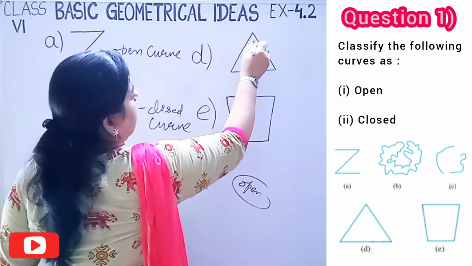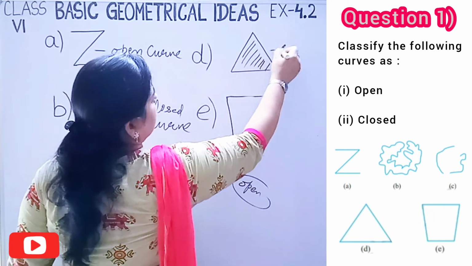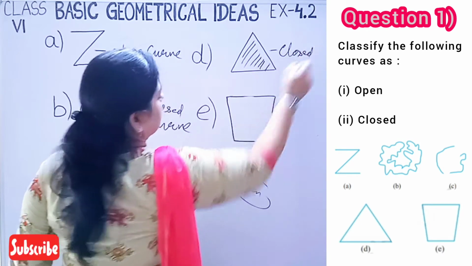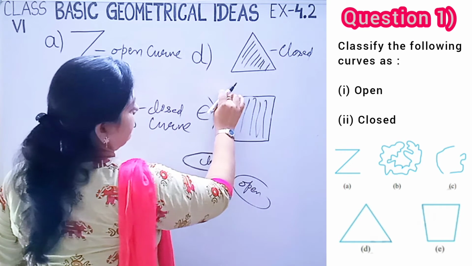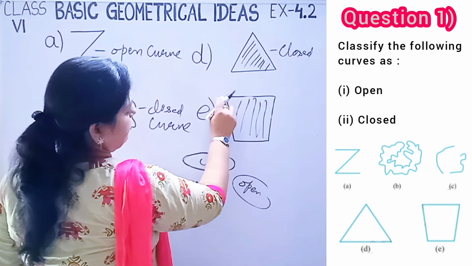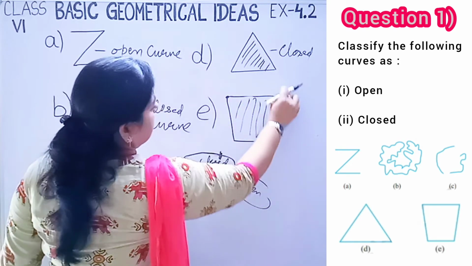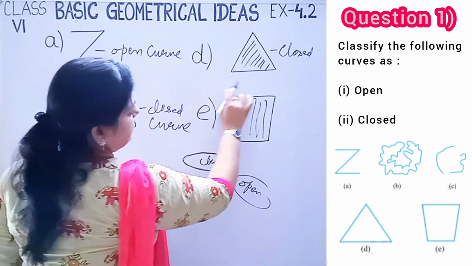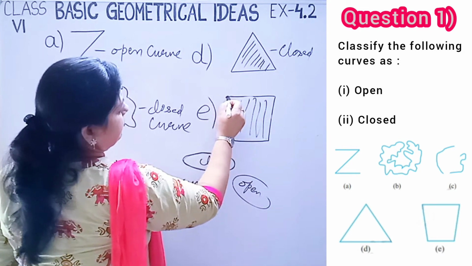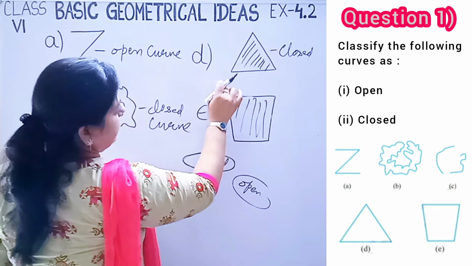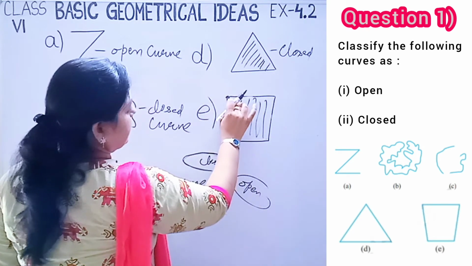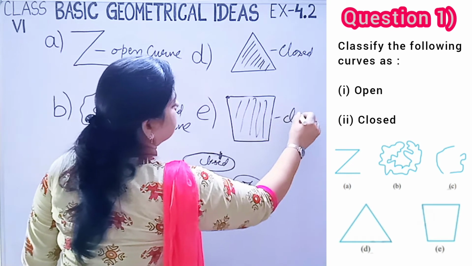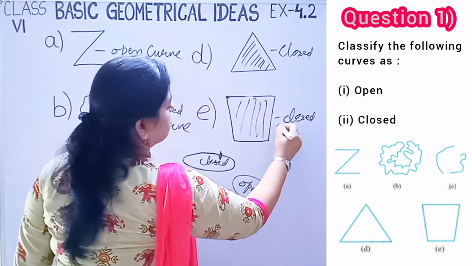This one, closed. Also this one, if I start to draw this figure from here and cover here, this is the boundary and this is the ending point. It means starting and ending points are joined together. This figure has some area and this is a closed figure or closed curve.